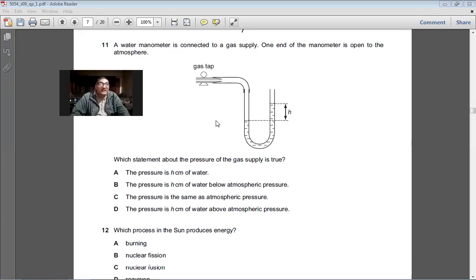So it means that the gas pressure is larger than the atmosphere pressure. And how much is it larger? Whatever is the difference between the levels of the water or the liquid in both the limbs of the manometer. So I think that the pressure of the gas is 8 centimeter of water above atmospheric pressure. So I think D looks the best of the two.